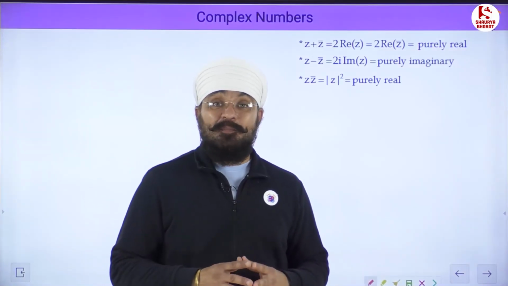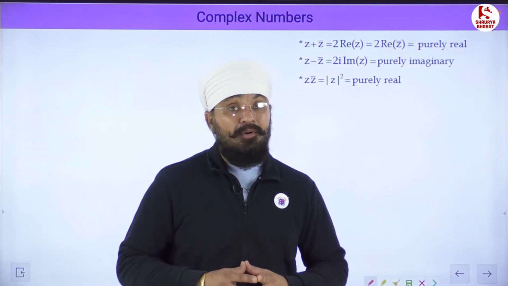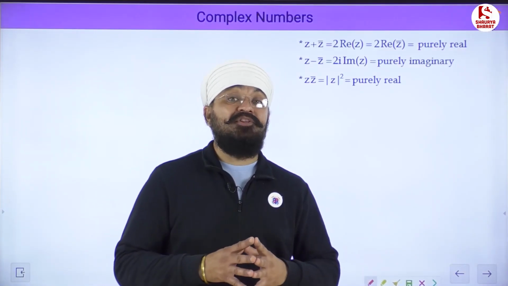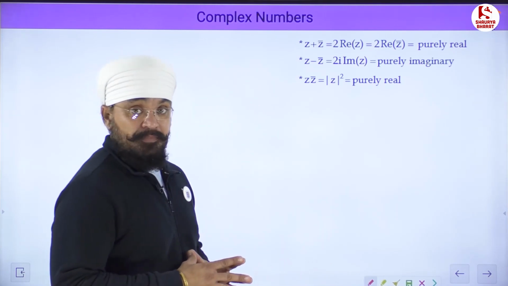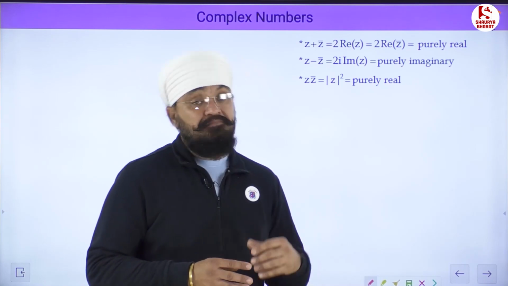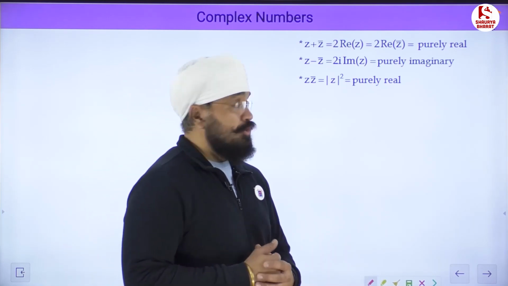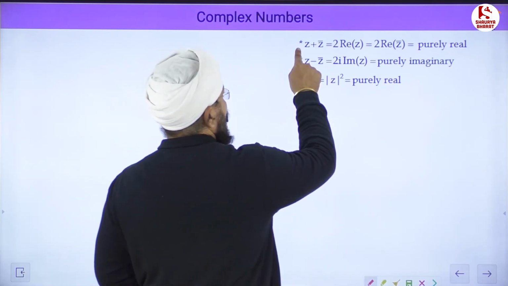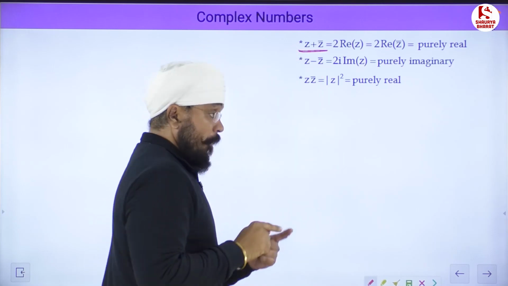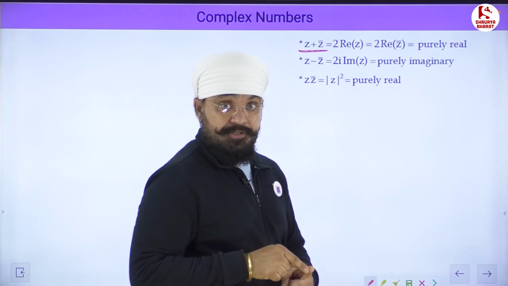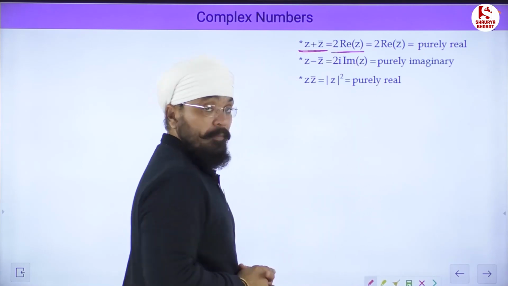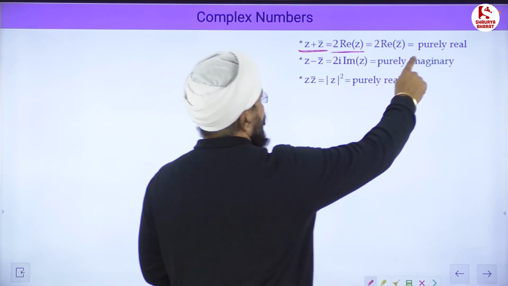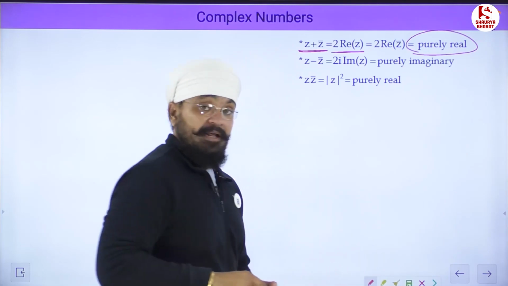Now, apart from the properties of conjugate and modulus separately, we have three more important properties of complex numbers, which will come in many questions. We can remember that the sum of a complex number with its conjugate is always equal to twice the real part of the complex number, which is nothing but again purely real. So, this property can be remembered.